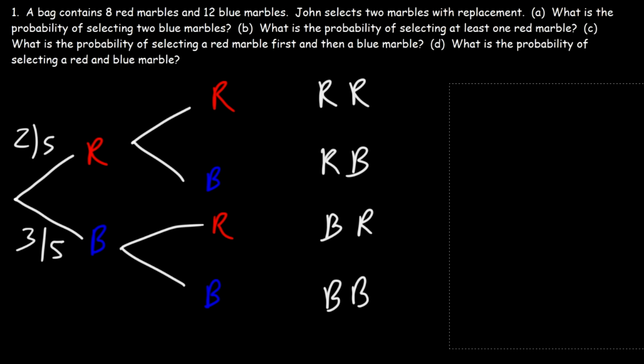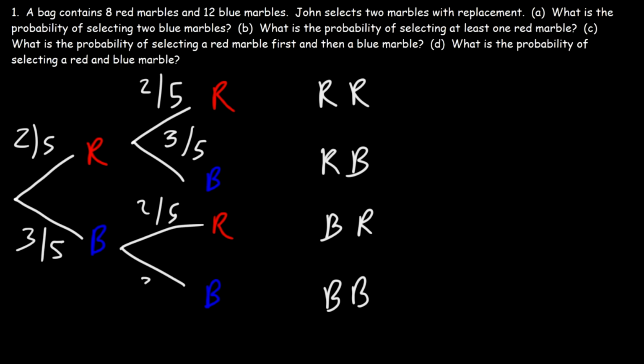Now, the problem says with replacement. So what that means is once you select a red marble or a blue marble on the first try, when you make your second selection, you're going to put back the first marble in the bag. So you're still going to have a total of 20 marbles. So the probability of selecting another red marble is still 8 out of 20 or 2 out of 5. And the probability of selecting a blue marble is still 12 out of 20 or 3 out of 5.